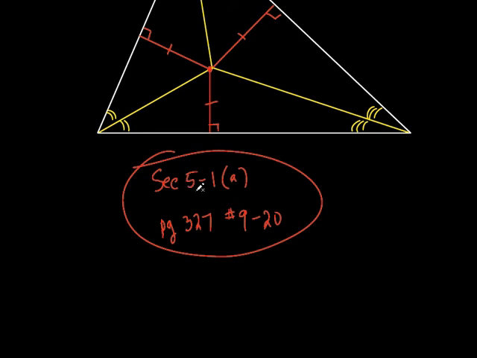All right, so here we go. There it is. We'll call it Part A because tomorrow we'll do Part B. So 327, 9 to 20. All right, that's it. Have fun.